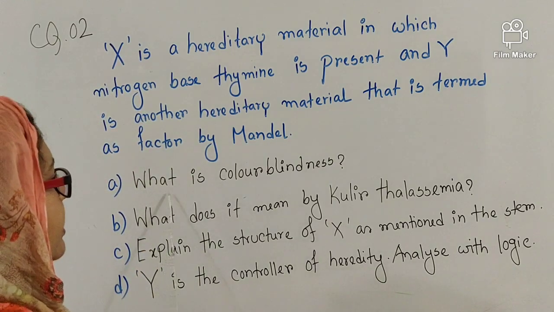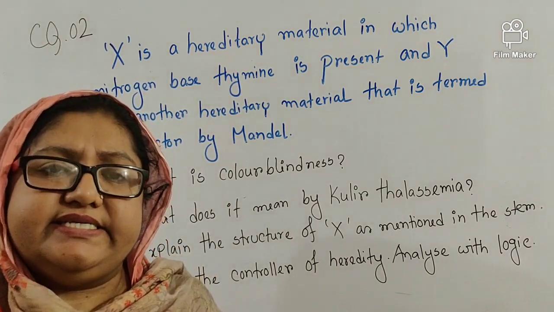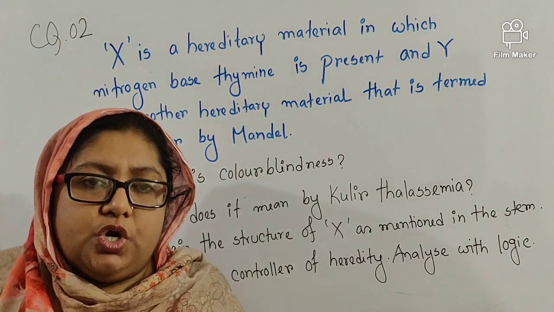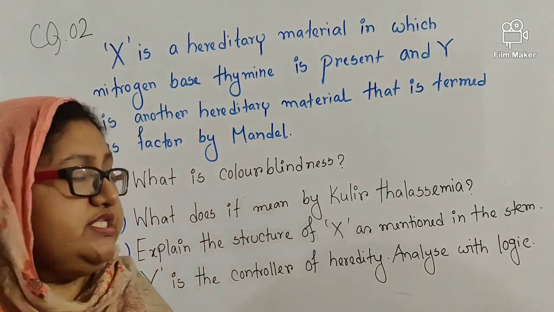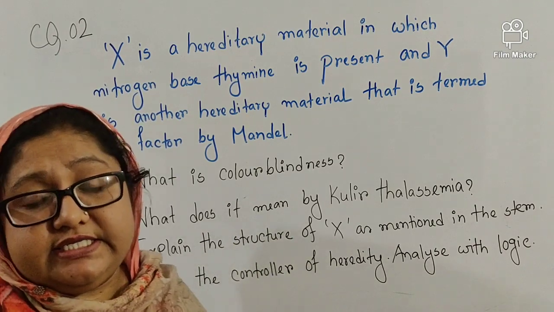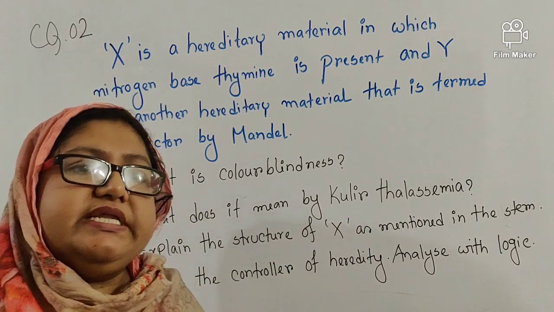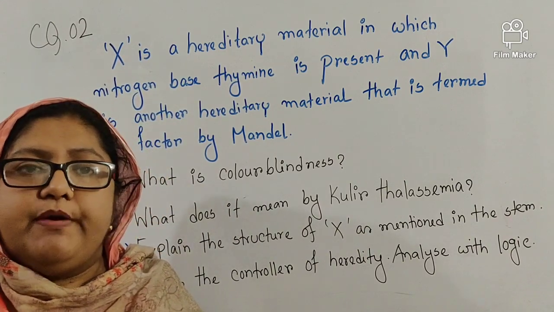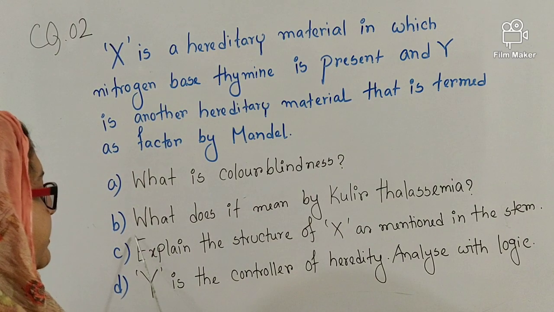Now, first question: what is color blindness? Color blindness is a hereditary disease which occurs due to the abnormality of different genes. Color blindness is a hereditary disease or condition in which a person cannot identify different colors properly.